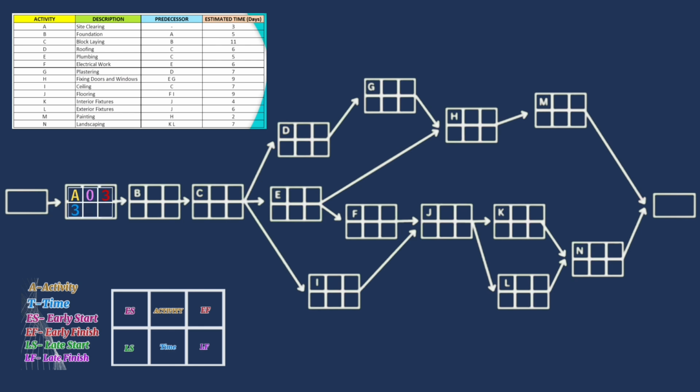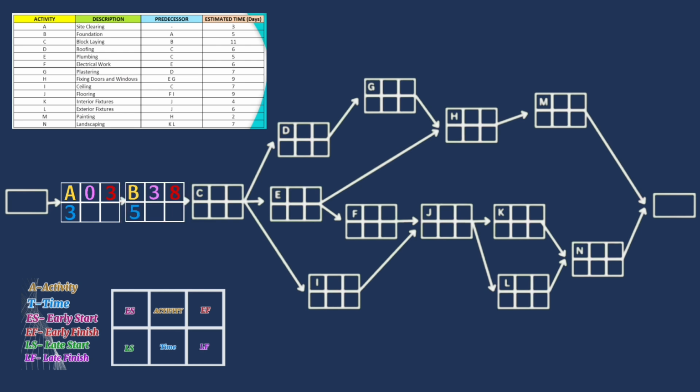Since activity A has no predecessor, the earliest start will be 0, so we can compute the earliest finish time using the formula. Earliest finish is equal to earliest start plus time. By applying the values from the given data, we will start to compute the forward pass. Since the estimated time for activity A is 3, it means 3 plus 0 is equal to 3, and we will just continue the process.